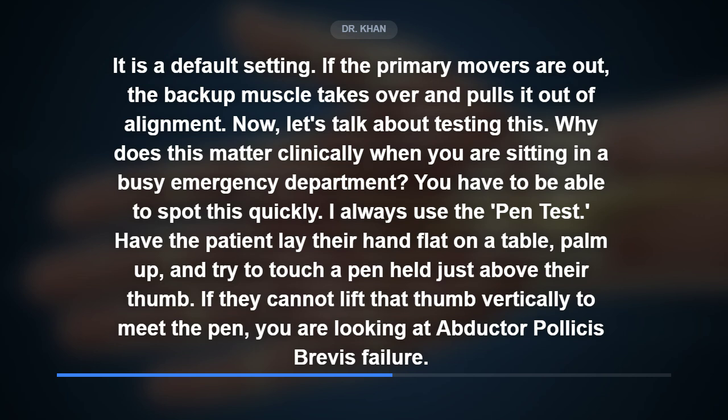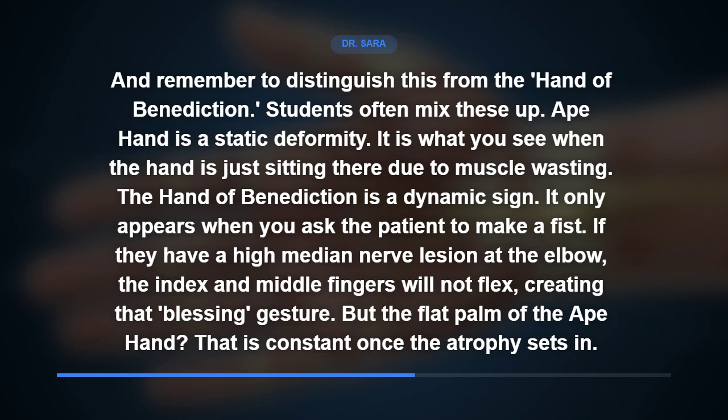Why does this matter clinically when you are sitting in a busy emergency department? You have to be able to spot this quickly. I always use the pen test. Have the patient lay their hand flat on a table, palm up, and try to touch a pen held just above their thumb. If they can't lift that thumb vertically to meet the pen, you are looking at abductor pollicis brevis failure. And remember to distinguish this from the hand of benediction.